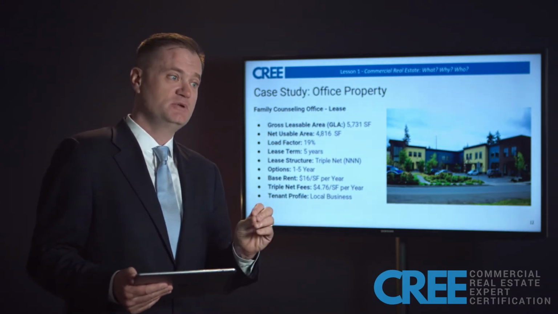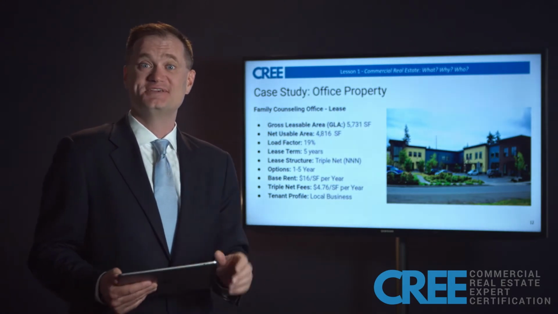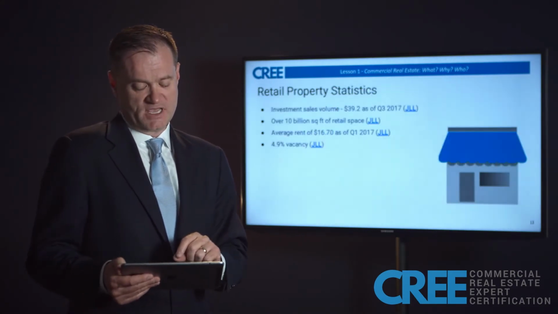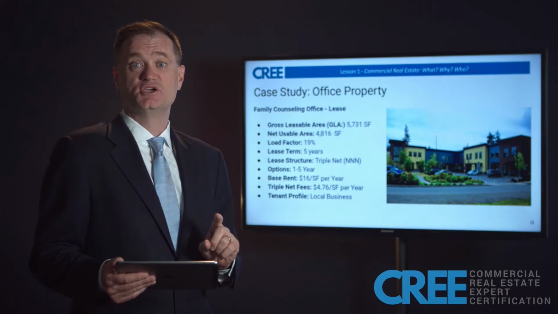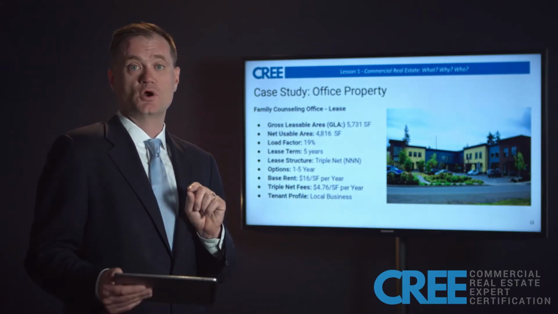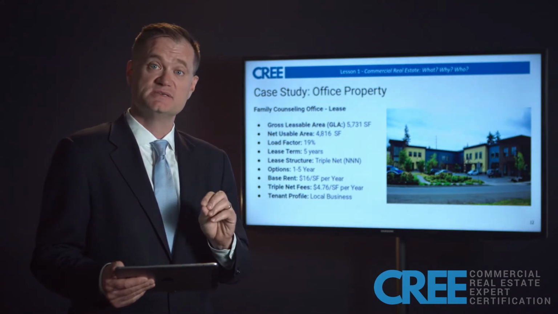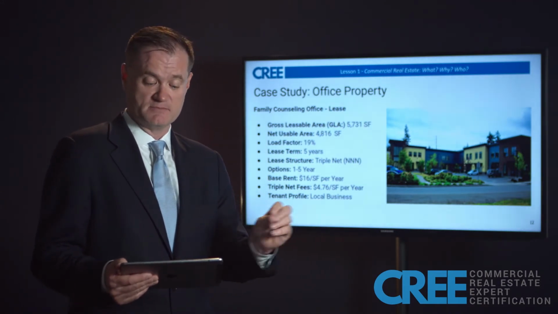And we'll talk about double net leases. We're going to talk about gross leases. There's a variety of lease structures, so stay tuned. The triple net fees on this particular property when the lease was signed were $4.76 a square foot. That's on a yearly basis, paid monthly.